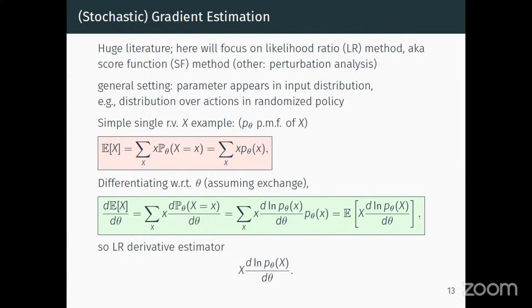Interesting references going back to the 80s. So the idea is this: imagine a simple setting where you have a random variable where the PMF is parameterized by theta, something like this. If I want to take the derivative of this, under some regularity conditions I can move the derivative inside, and then I can write this like this.